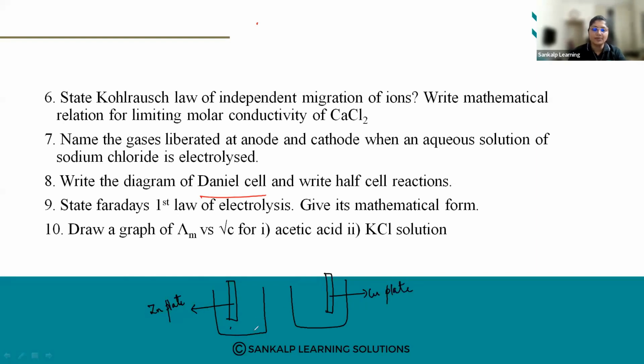Zinc plate is the anode, and at cathode we are taking copper. So remember, zinc and copper. Copper you are taking at cathode, and at anode will be zinc. So C and C, remember like that: copper at cathode, and at anode you are taking zinc. So zinc is dipped in what?